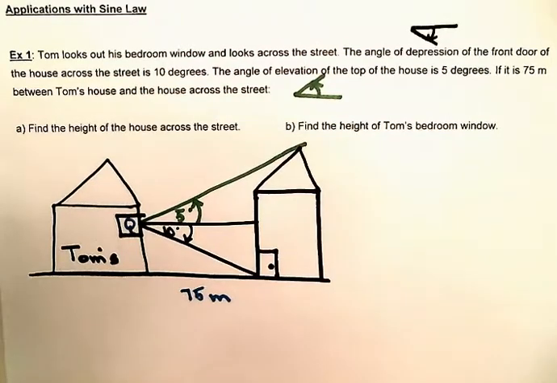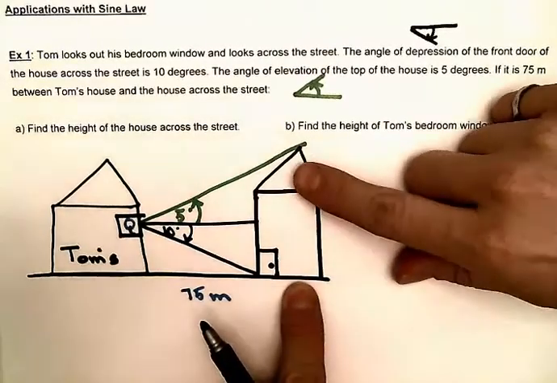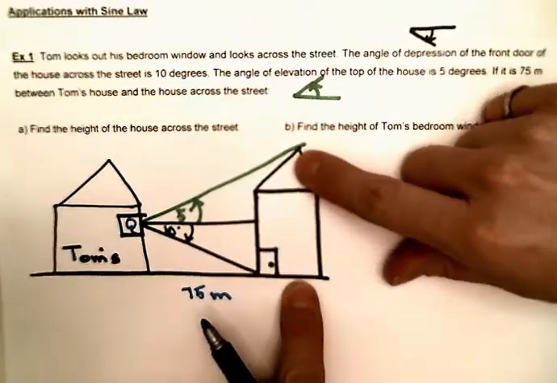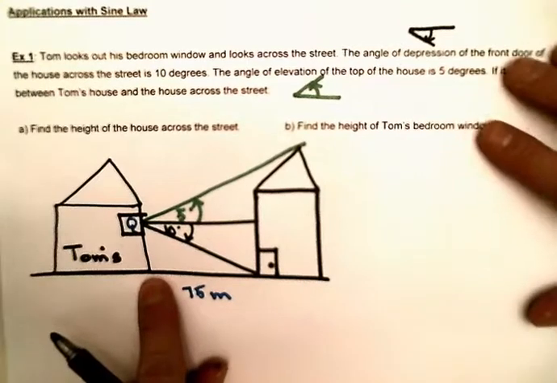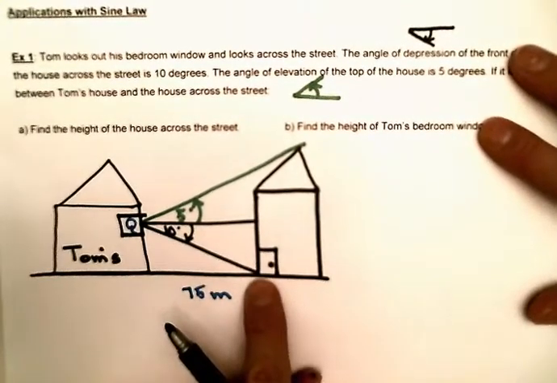Part A now asks to find the height of the house across the street. Okay, so that would be from here all the way up to its peak. And unfortunately, this question has a bit of a shortcoming. We only know how far here to here is, and that's 75 meters.